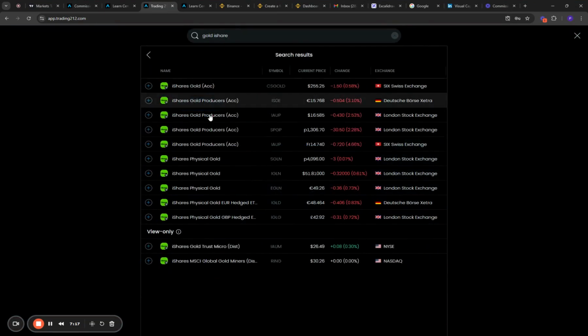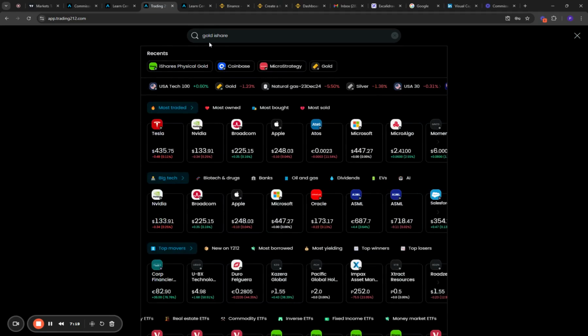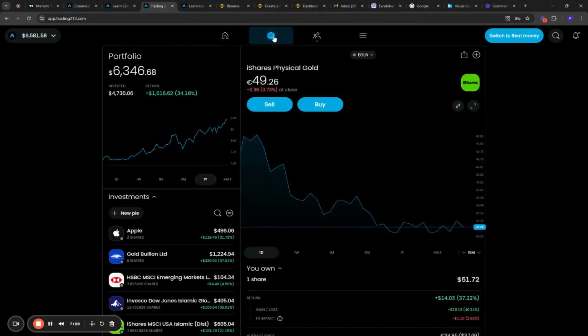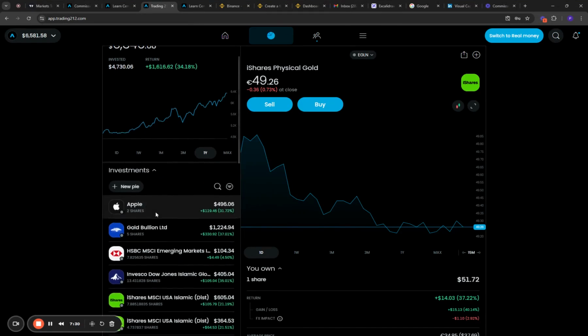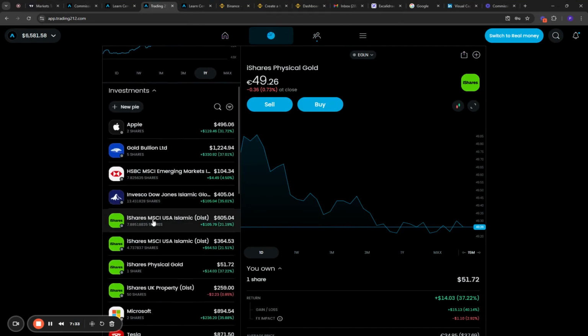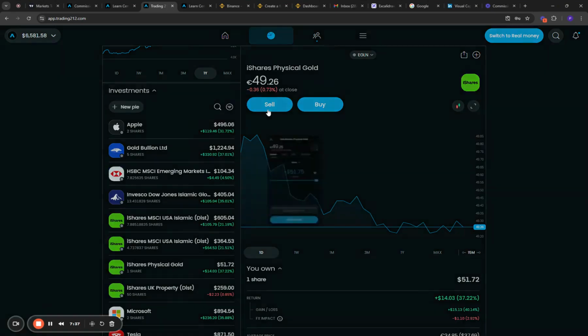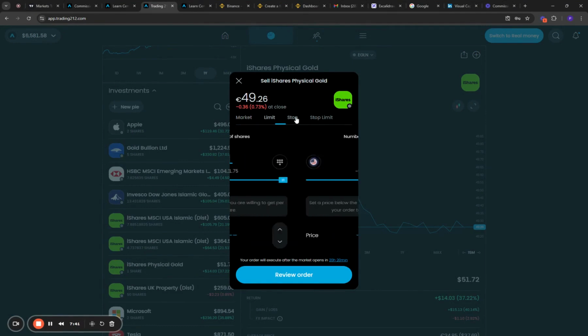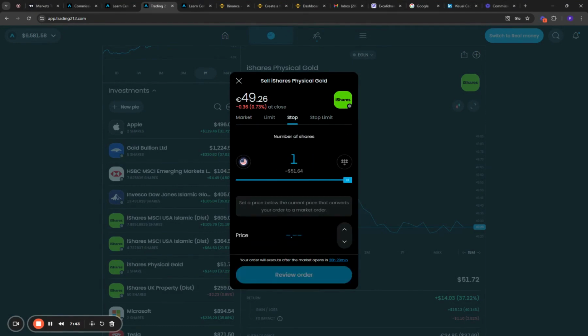Stop limit. As you can see, if I go to my holdings, I will minimize and close this. The mobile app also works the same way. As you can see, I have physical gold over here. I can sell this amount. I can also make a stop, like if it goes beyond, let's say 45, I should sell it.